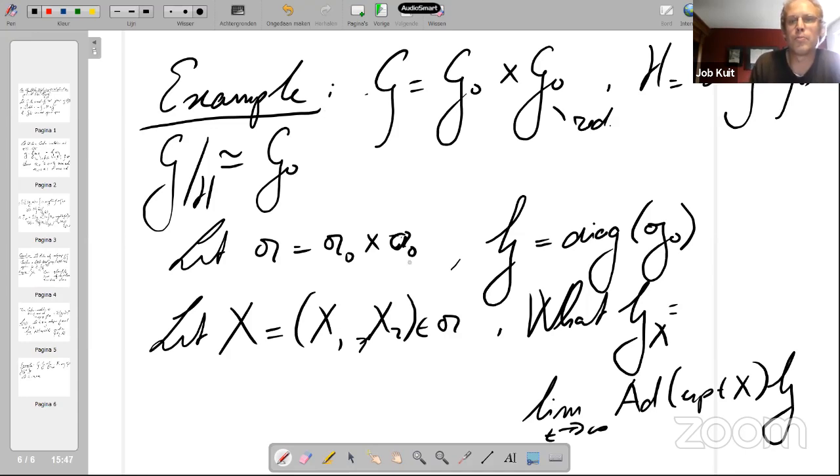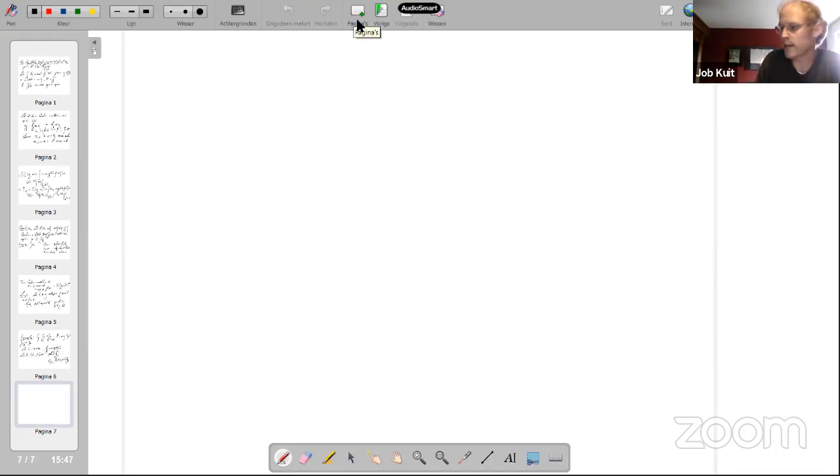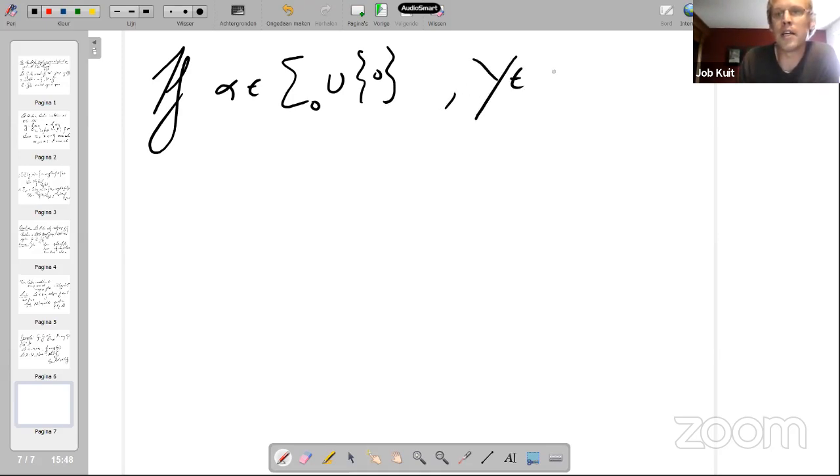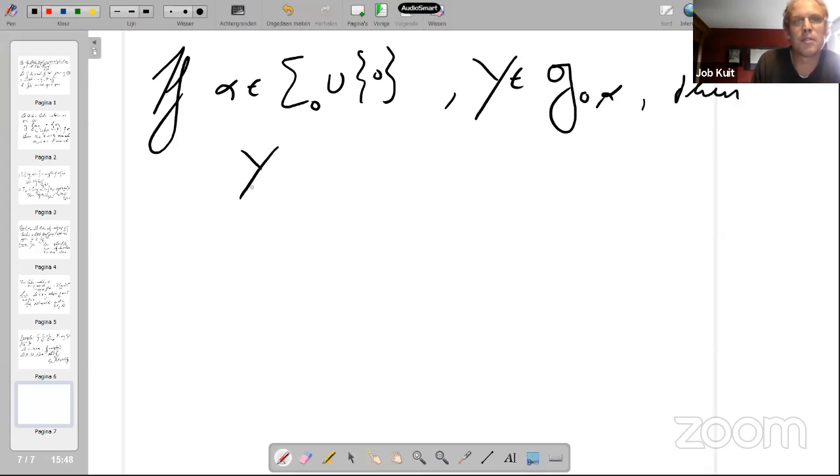The easiest way to compute this is by looking at what happens to specific lines in this Lie algebra. So what I'm going to do is first choose a weight. I write maybe sigma naught for the root system. I also want to include the zero weight for this A naught. So take one of these weights alpha, and then I take an element y in the corresponding weight space, g naught alpha. So then the element y comma y, maybe I take this non-zero, is now an element in H. So the line through it is also a line in H, and I can look at the limit of this.